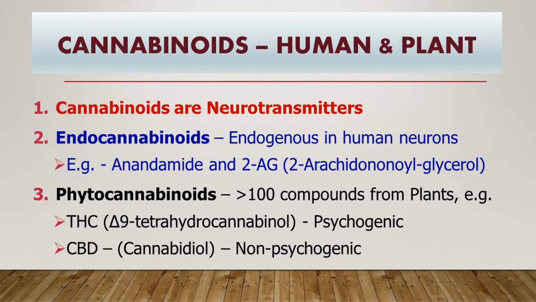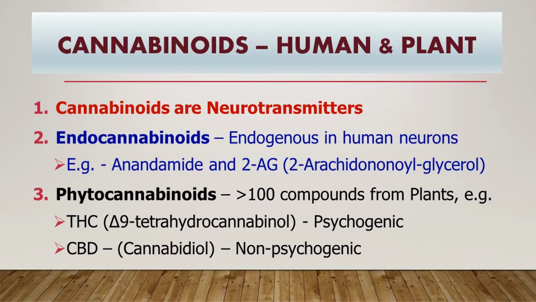Cannabinoids are neurotransmitters. Neurotransmitters are the body's chemical messengers which are used by the nervous system to transmit messages between nerve cells called neurons or from neurons to muscles. Endocannabinoids are synthesized endogenously in neurons. The two best studied endocannabinoids are anandamide and 2-AG, which is the abbreviation for 2-arachidonyl glycerol.